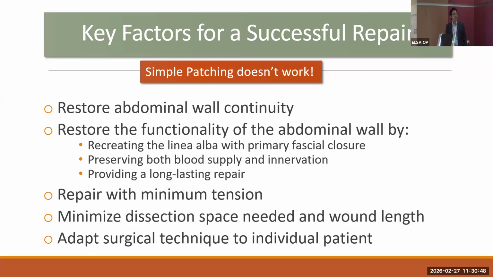Okay, we do want to ensure that there's restoration of the abdominal wall continuity, and we emphasize the recreation of the linea alba with primary fascial closure. In other words, always try to avoid a bridging repair. We also want to preserve both the blood supply as well as the innervation. You know the innervation comes along the lateral edge, just slightly medial to where the linea semilunaris is. And also we want, of course, to provide a long-lasting repair after our mesh repair.